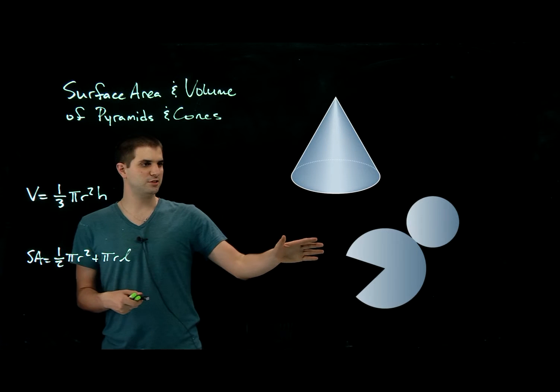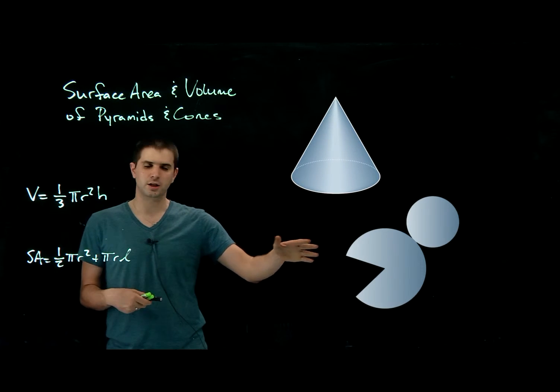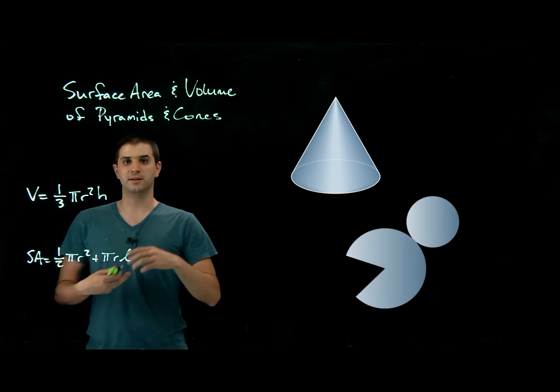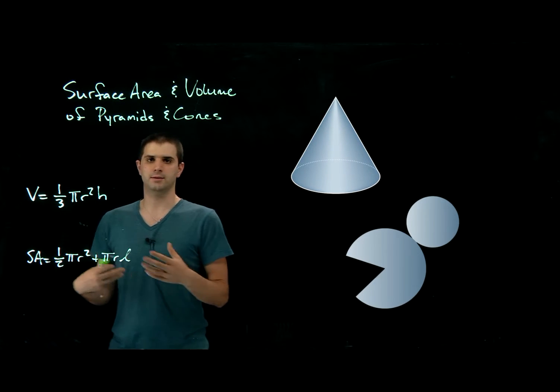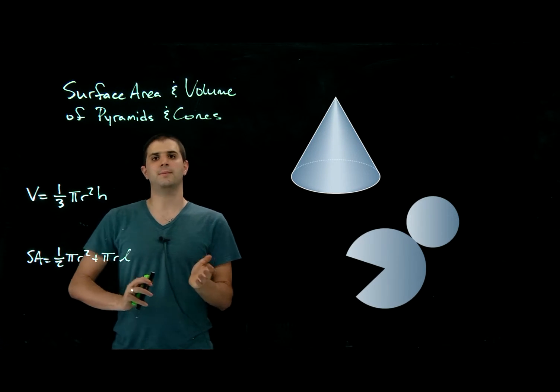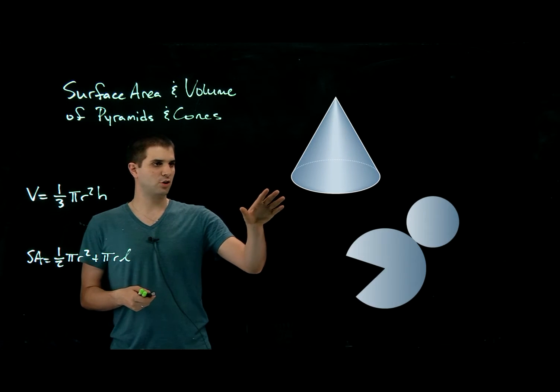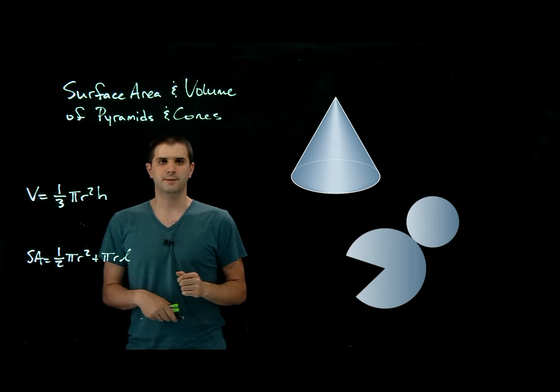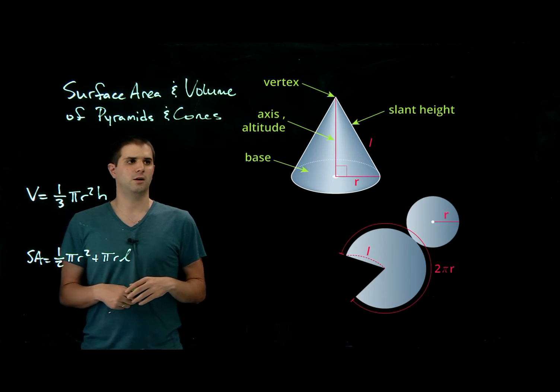Okay, and so this is a sort of deconstruction of the cone. This is what we call a net. A net is when you take a three-dimensional figure and make it into two dimensions. So if this cone, if you sort of smashed it down, then it would look something like this.